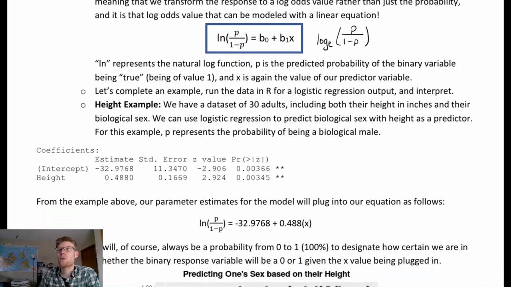So in this data set, we have 30 adults, and we recorded their height in inches as well as their biological sex. And so we created a model, and we're bypassing how we create a model, how we find these coefficients. We're not going to worry about that here. We're just going to focus on the interpretation part. So we fit some model using some method to help us determine the best way to identify this relationship between height and biological sex.